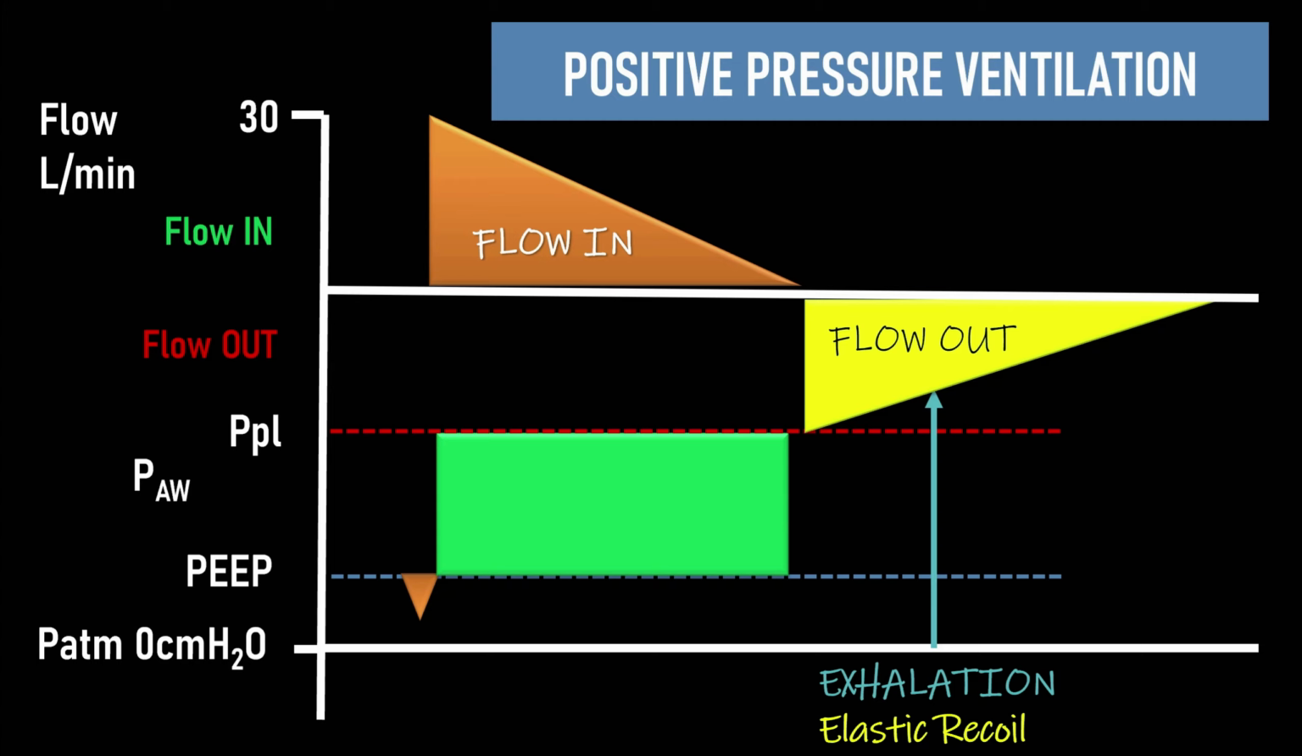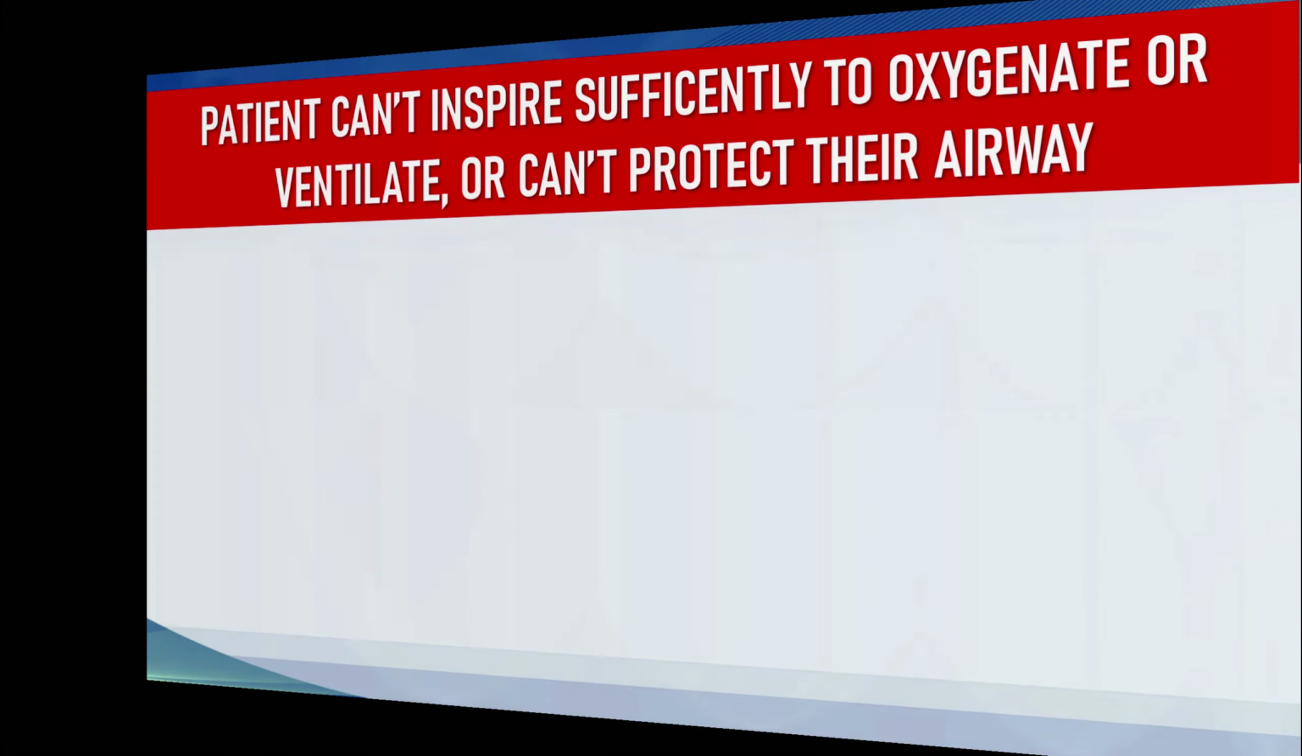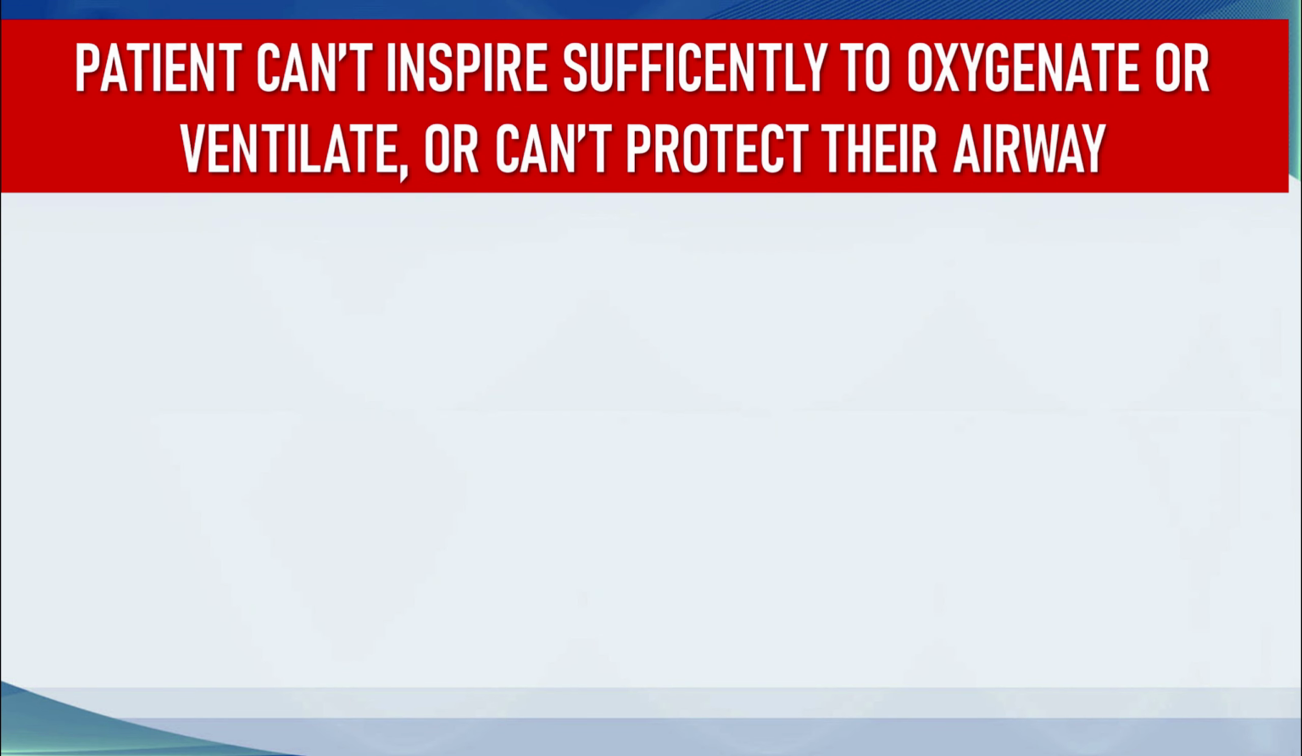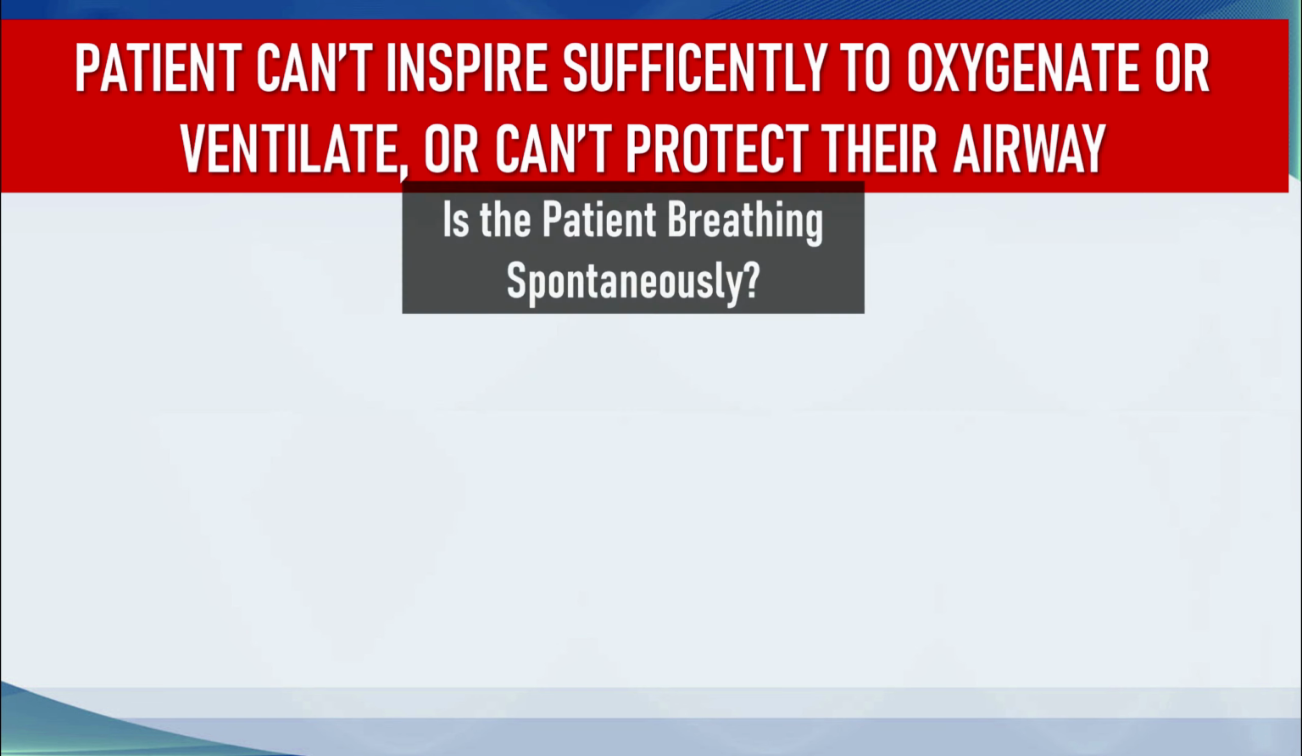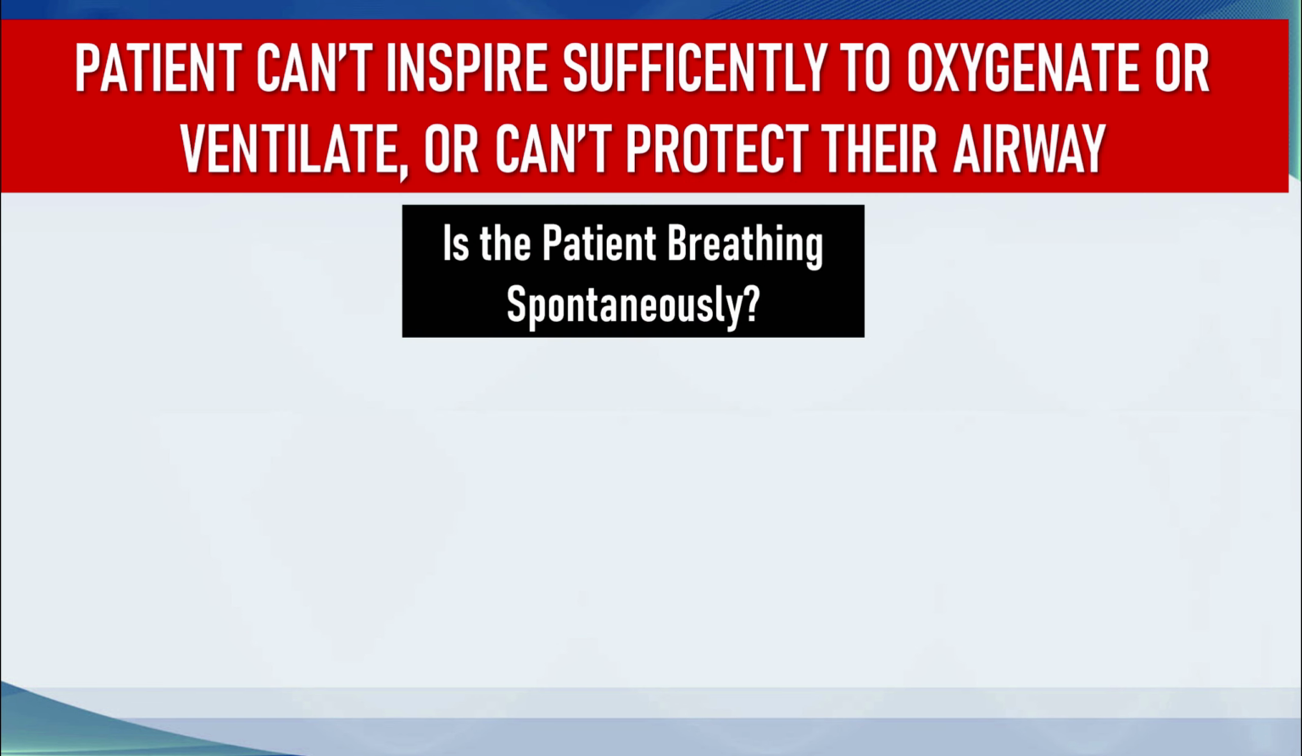Now that you understand the basics of positive pressure, it's time to look at our vent strategy. Remember, our patient is in respiratory failure. That means they can't inspire sufficiently to oxygenate or ventilate or protect the airway. And we need to have a good look at what's going on with the patient and how we can help them. And the first question that we ask is whether the patient is breathing spontaneously.